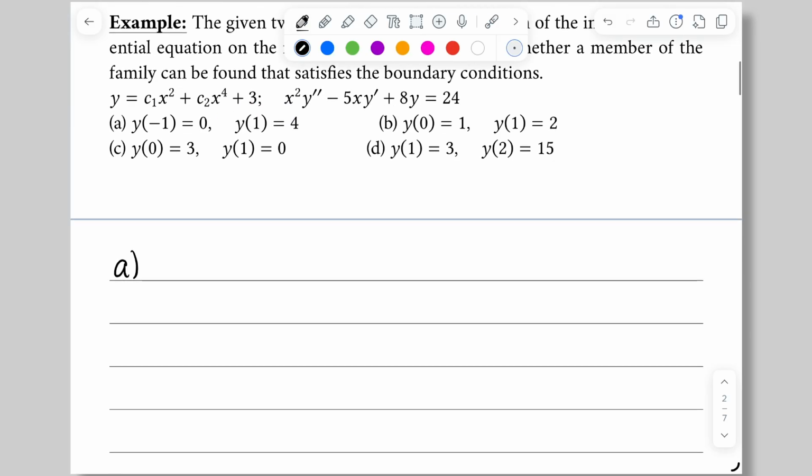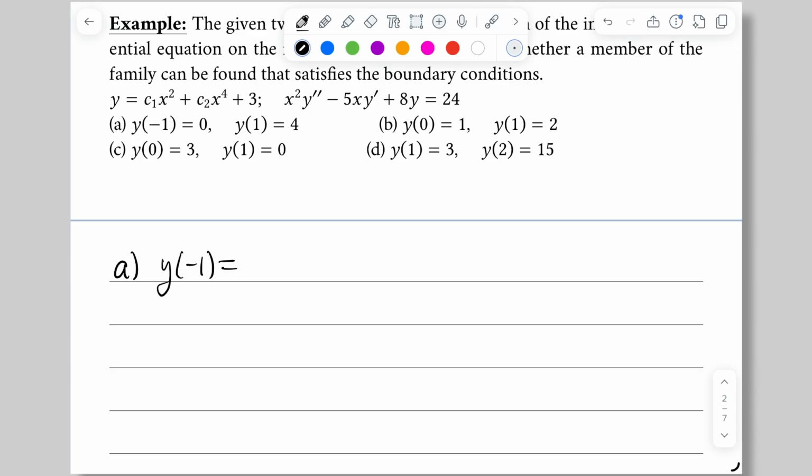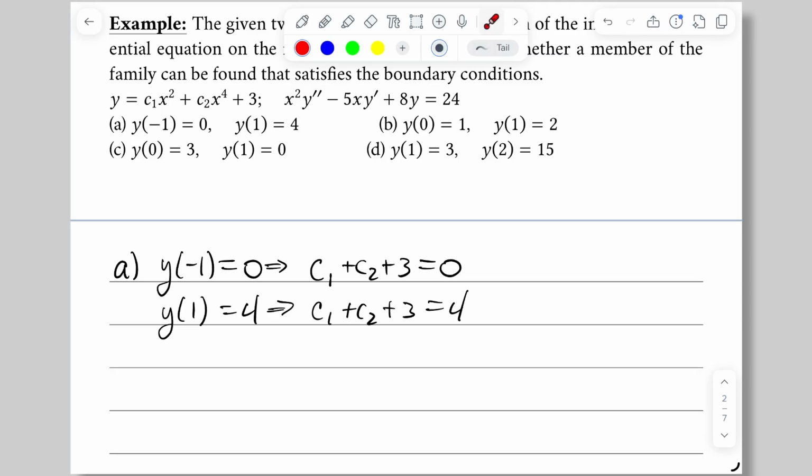So let's look at part A here. If y of -1 is equal to 0, then when we substitute -1 in place of x, we should get 0. So we would get c1 plus c2 plus 3 is equal to 0. Using the other boundary condition, y of 1 is equal to 4, gives us that c1 plus c2 plus 3 is equal to 4. We can't have c1 plus c2 plus 3 be two different numbers for a fixed set c1 and c2. Therefore, there is no solution that satisfies these boundary conditions.